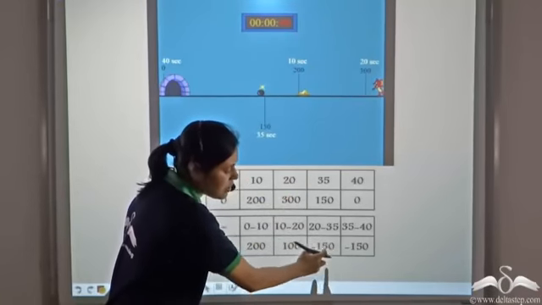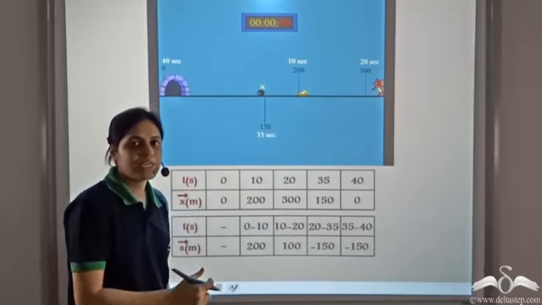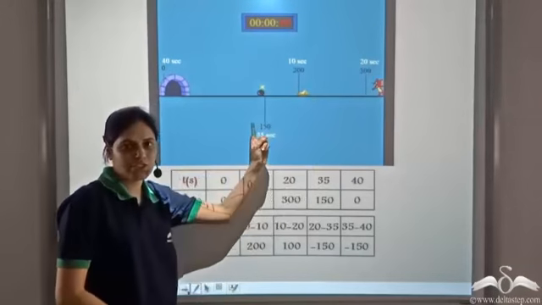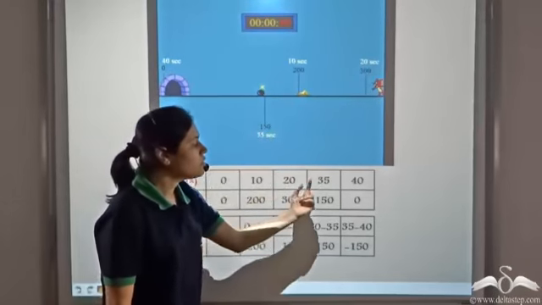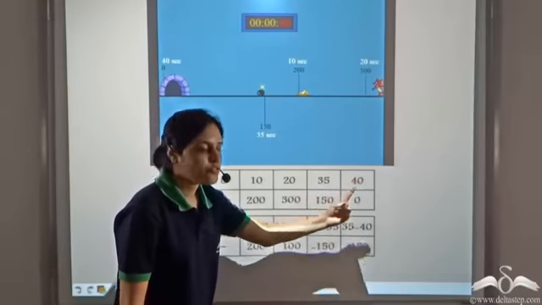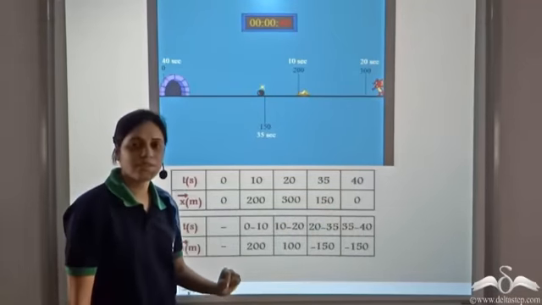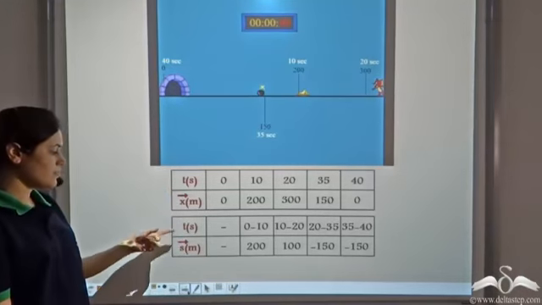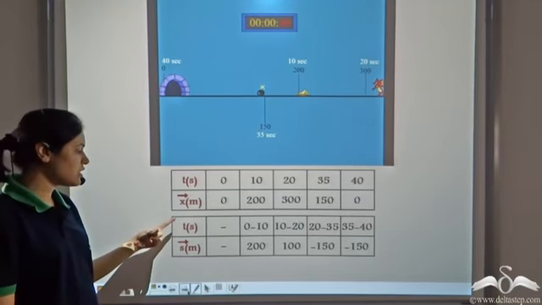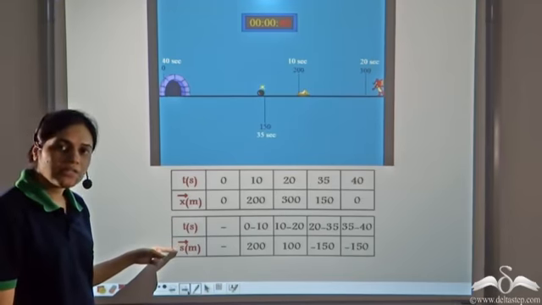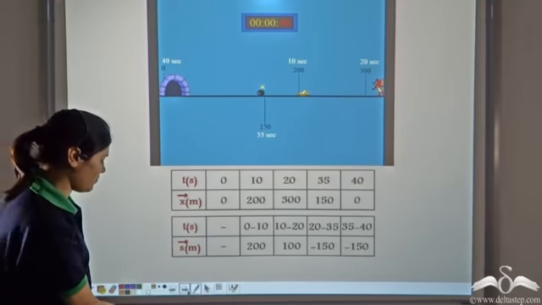So this is negative displacement, indicating that he changed his direction, which we had seen in the video. In time interval 35 to 40 seconds, his displacement was 0 minus 150, that is minus 150 meters. So this table shows the time taken by Jerry and the displacement of Jerry.